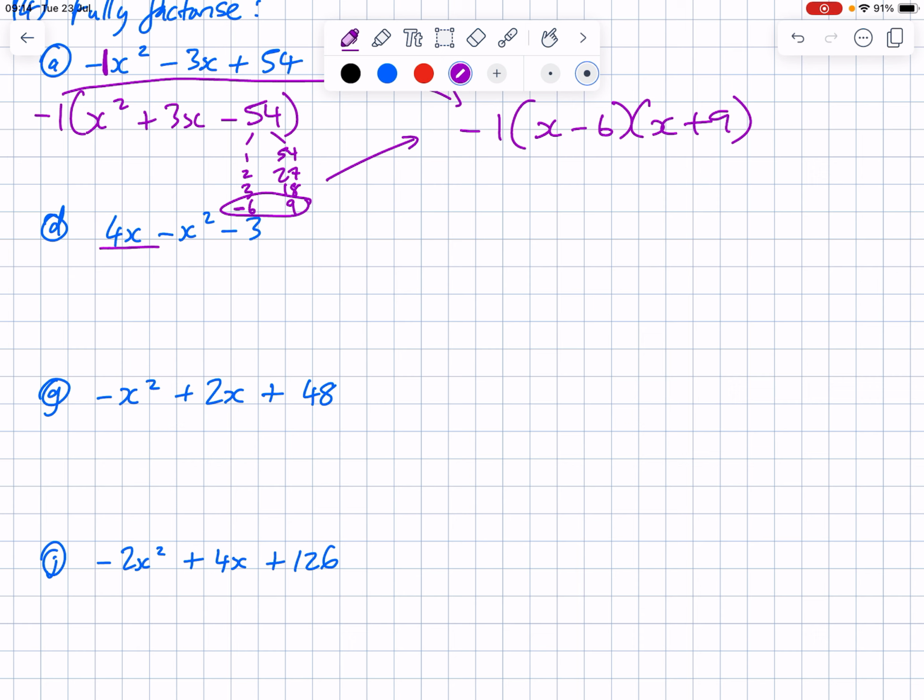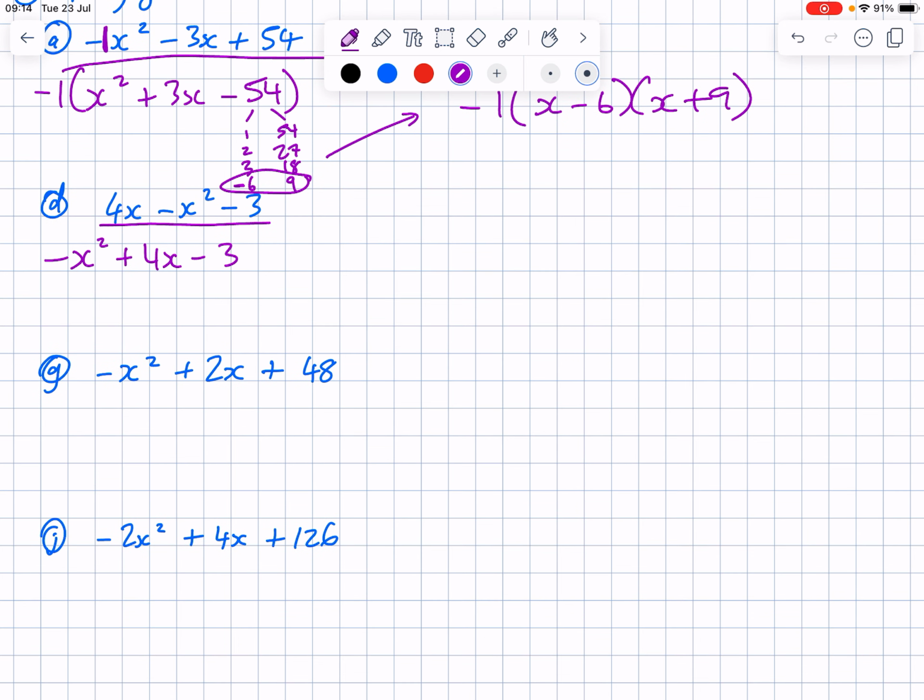This one here looks kind of weird, but it's just trying to fool you, putting things out of order. So always put the x squared term at the front. It's negative x squared, that's a positive 4x, and you've got a negative 3. The sum and product rule only works when x squared is positive, so remove the negative 1 as a common factor. So negative 1 bracket x squared.